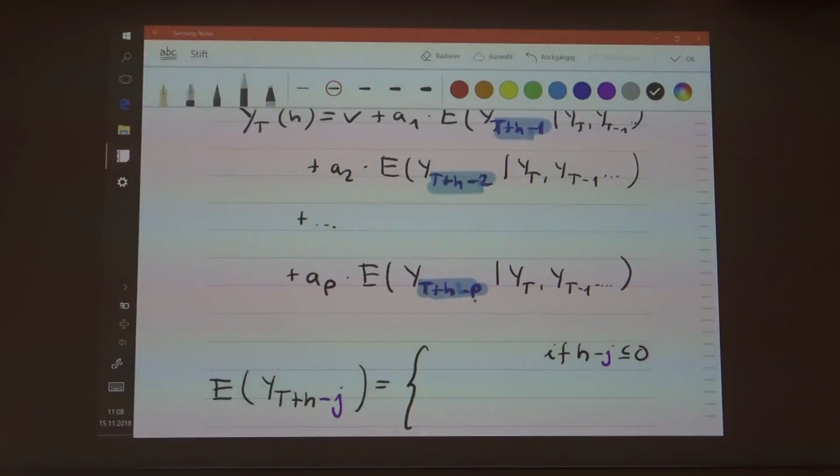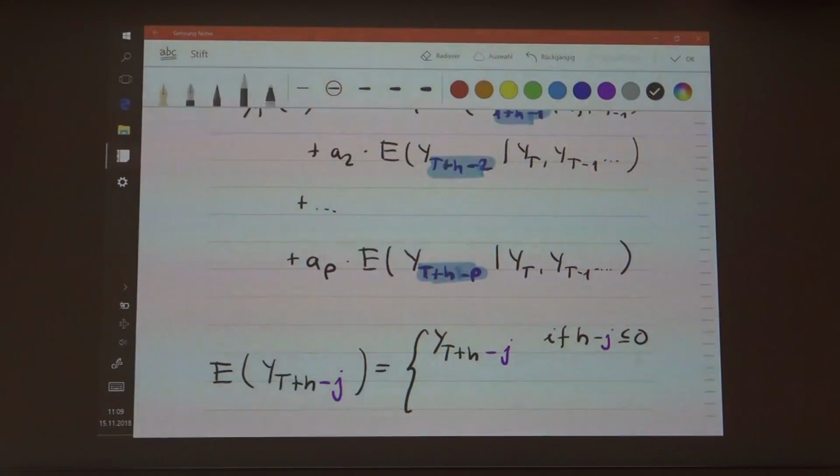So if the time lag is too large, you go back in time, and you get the corresponding observation. So this will be the observation at time t plus h minus j, the observation itself. In this example, if h minus p is 0 or less, then you already have the past of the process, and you don't need to forecast it anymore, because you already observed it.